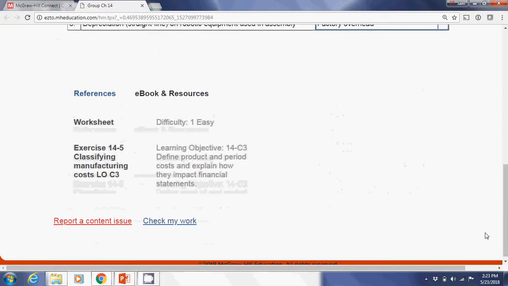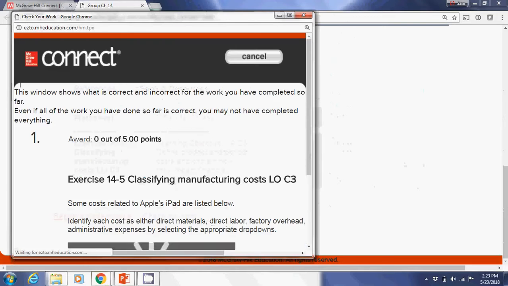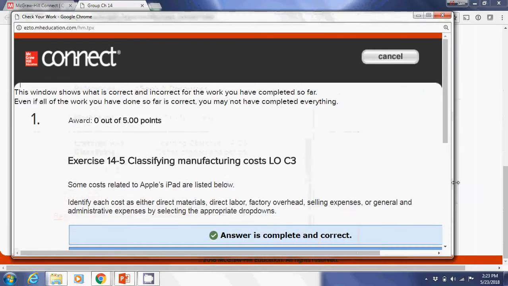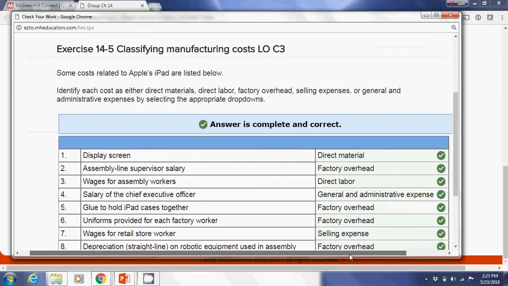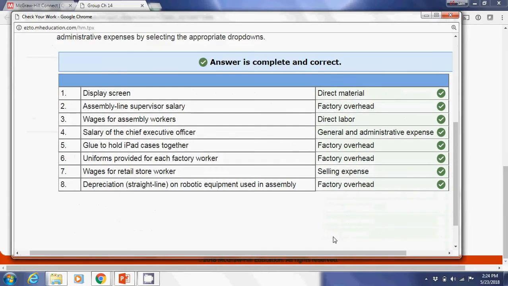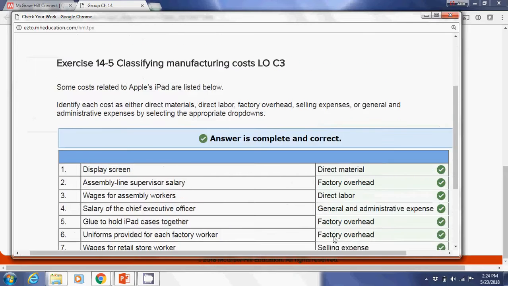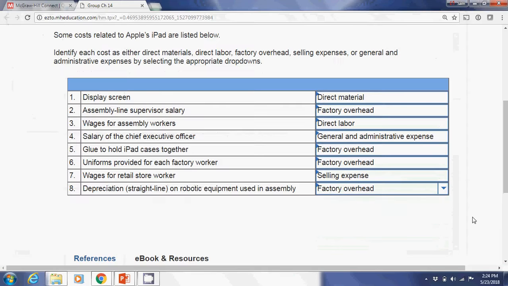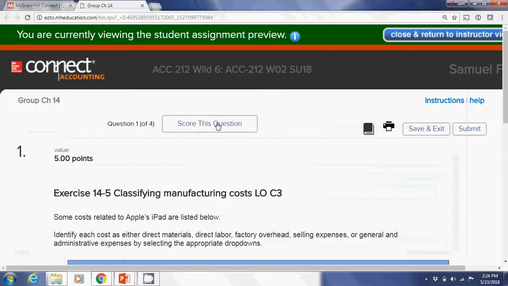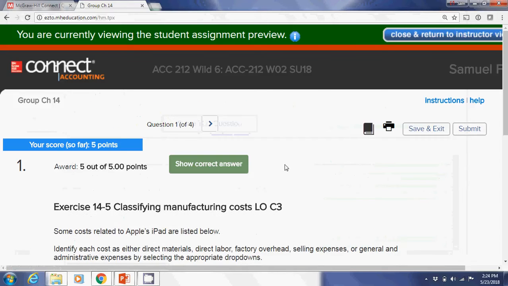If you looked at the introduction video, then you know that you can walk right on down here to the bottom and you can click on this great little check my work link, and you'll see here that it tells me that the answer is complete and correct. Everything's got nice little green check marks next to it, so all good on that one. Use that check my work, it's awesome. Alright, so we're done with that one. We'll go ahead and score this question and we'll move over to the next one.